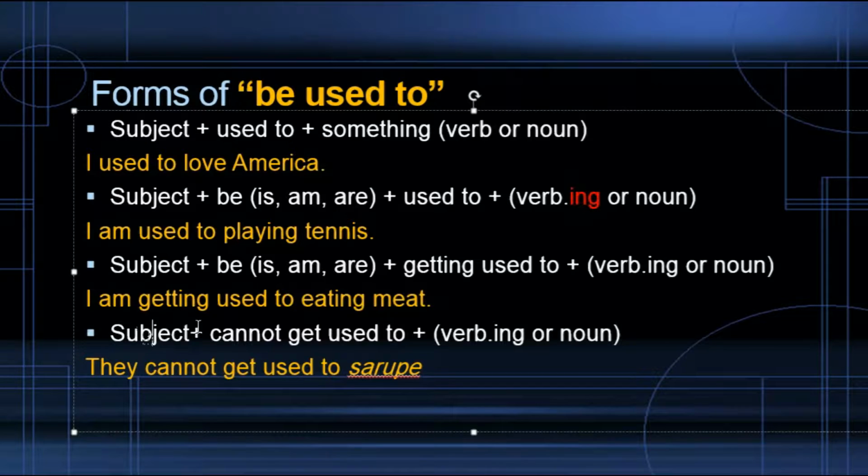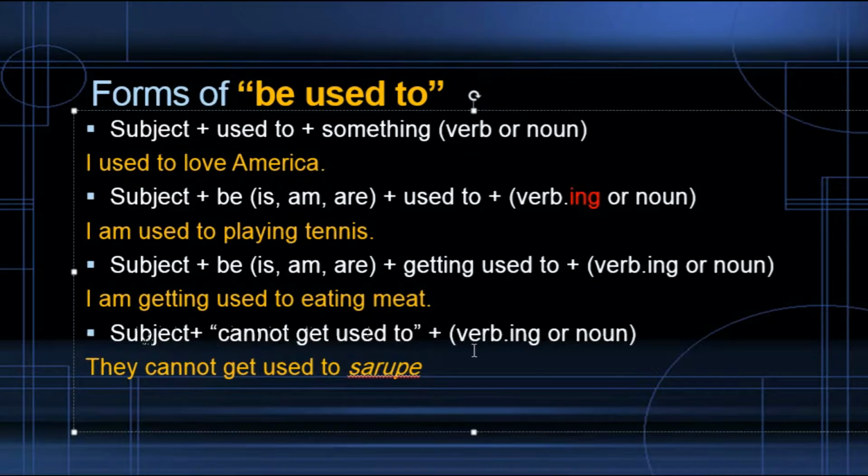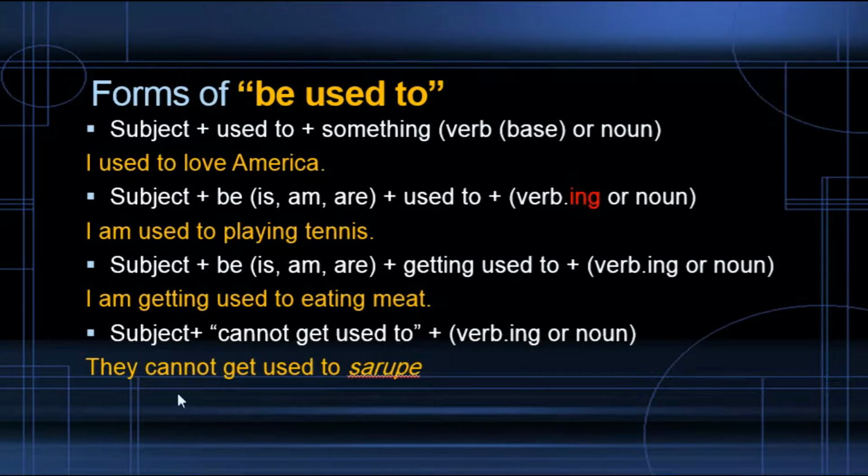My last case is when you have a subject, then you have cannot get used to, all of this phrase together. Cannot get used to, then verb ing or noun. The verb in this case is base, okay? It's a base. So my example is they cannot, so they is my subject, cannot get used to, Sarupe. Yummy, yummy. I don't like it, do you?